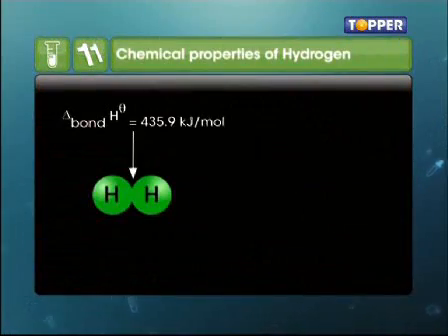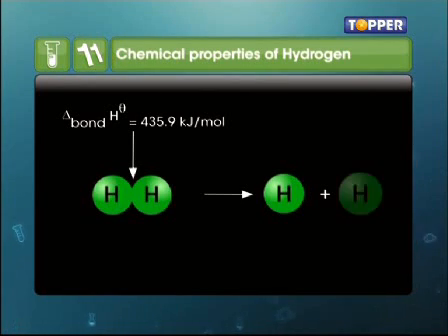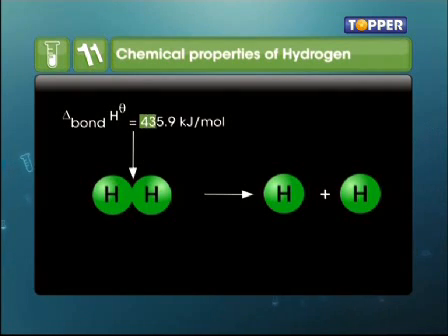Now, let's get on to the chemical properties of hydrogen. Based on the various reactions studied by scientists, it is observed that hydrogen gas is not very reactive at room temperature. Well, nature has made everything safe. Imagine hydrogen reacting with things around it. But it doesn't. Let's find out why. This is because of the high bond dissociation enthalpy of the H-H bond, which is about 435.9 kilojoules per mole.